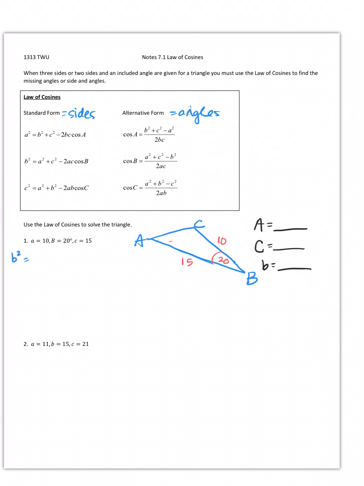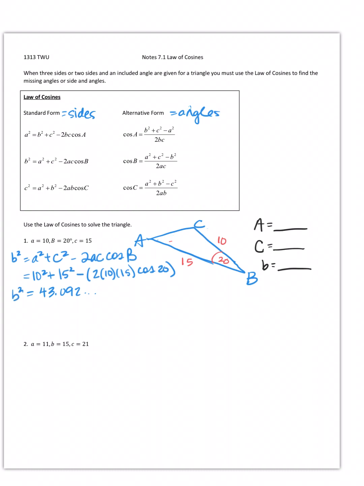b squared equals a squared plus c squared minus 2ac cosine of B. All right, so all I'm going to do is plug in my numbers. So it's going to be 10 squared plus 15 squared minus, now in the calculator I would be careful, put parentheses there, 2 times 10 times 15, times the cosine of angle 20. This is how I would enter it in my calculator. When I do that, I get 43.092, on and on and on.